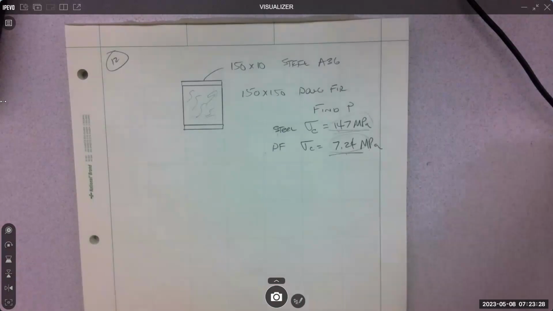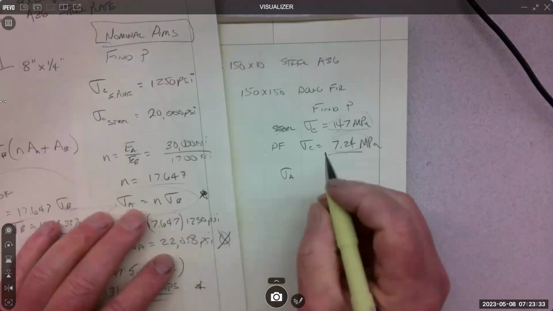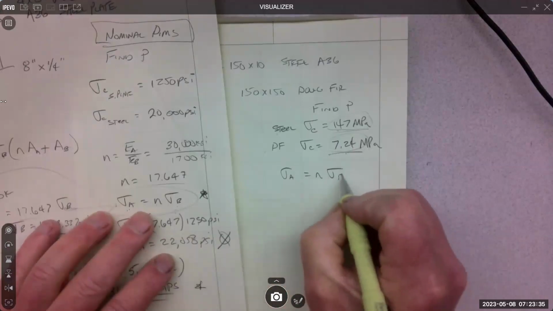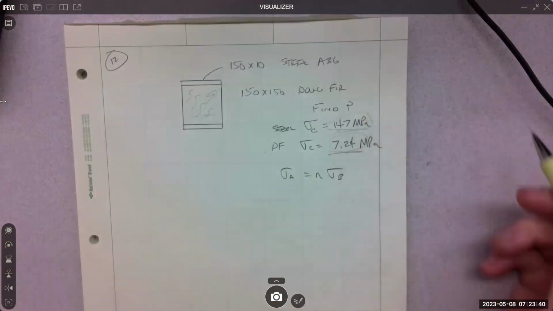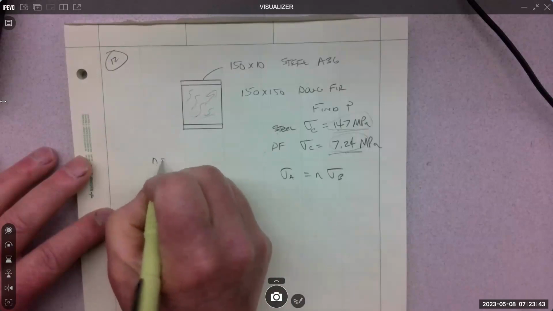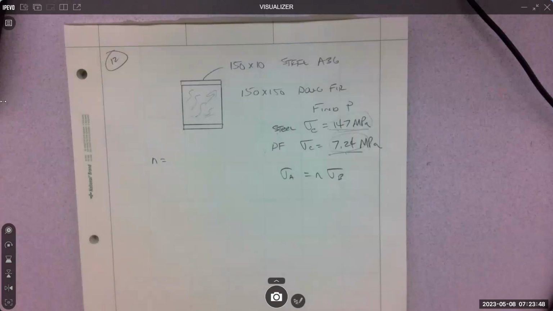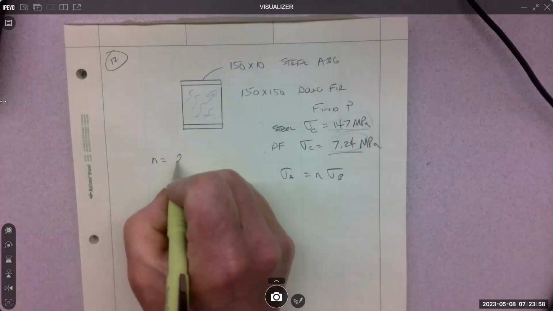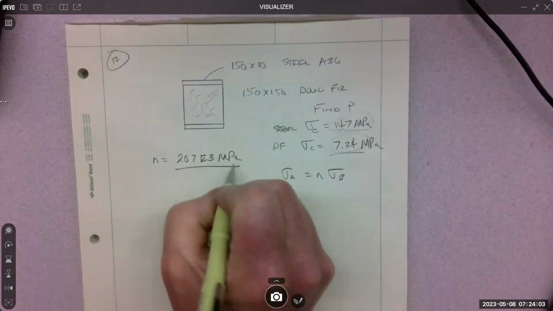So I'm suspect again that maybe the steel is the control. So how you check that one more time is stress in A equals n times stress in B. So we know the A material is going to be the steel. We need the modular ratio. So that is, I think, 207 for steel. Let's make sure. E is 207 times 10 to the third megapascals. So I'm just going to write 207 E to the 3 megapascals.